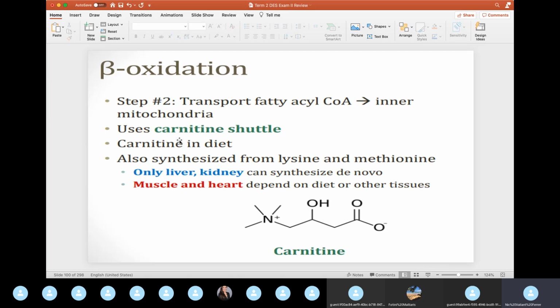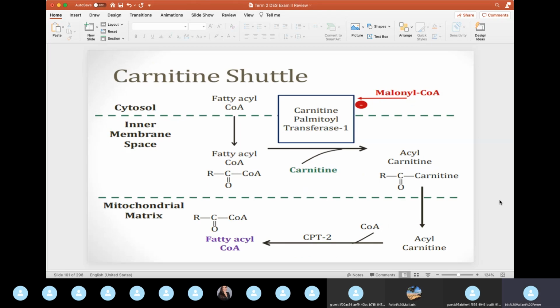Citrate shuttle, synthesize fatty acids. Carnitine shuttle, think about carnage. So you're breaking down fatty acids. Okay? Don't forget, here it is, your carnitine shuttle. If malonyl-CoA is increased, it inhibits your breakdown of your fatty acids.